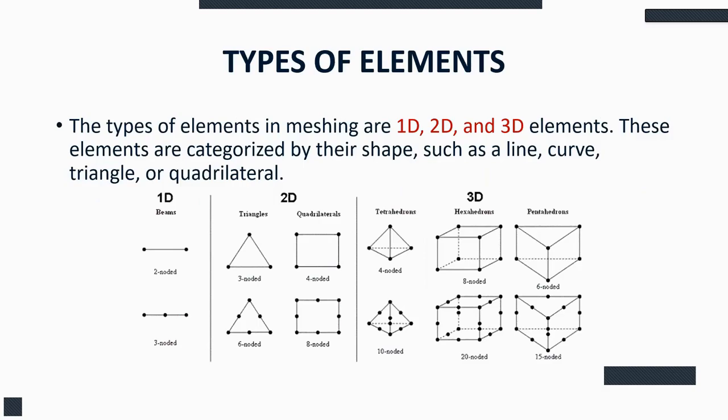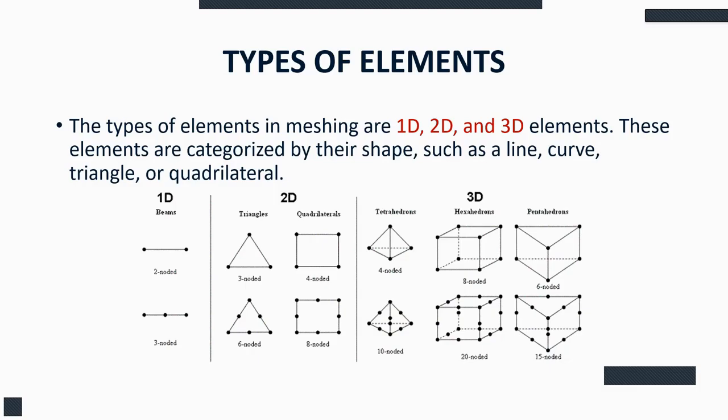Types of elements: 1D element, 2D element and 3D element. In 1D elements there will be beams, two-noded and three-noded beams. In 2D elements there will be triangles and quadrilaterals. If there are two-dimensional elements, then we say it is a 2D element. In 3D elements there will be three-dimensional elements, like hexahedron, tetrahedron, just like that.